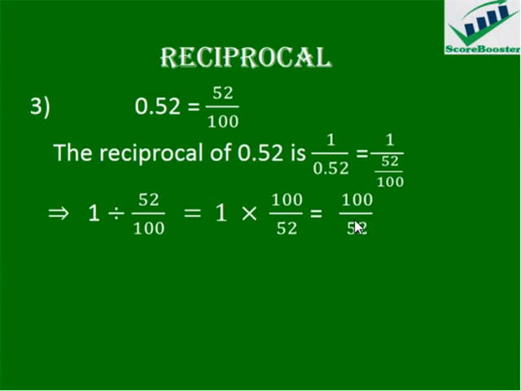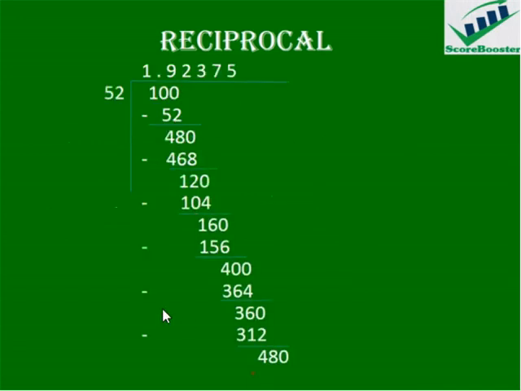But the question says, do not use calculator, use your long division method. So this is the long division method. The numerator will be inside, the denominator will be outside. So how many times can you see 52 in 100? We can only see it once. So that's why we write 1. 52 multiplied by 1 will give 52. You subtract 52 from 100, you have 48.